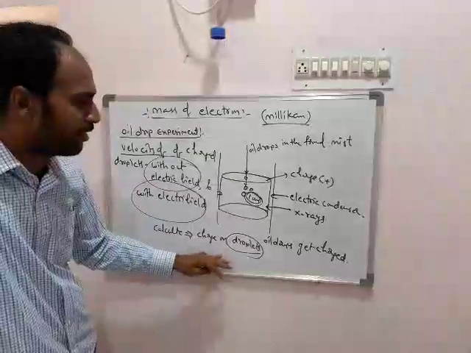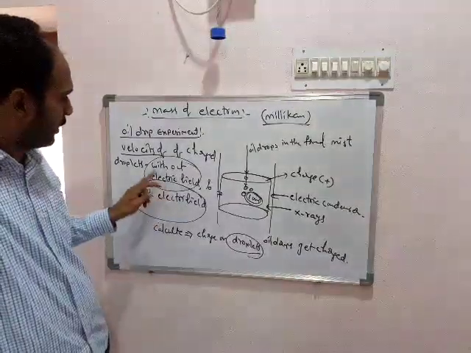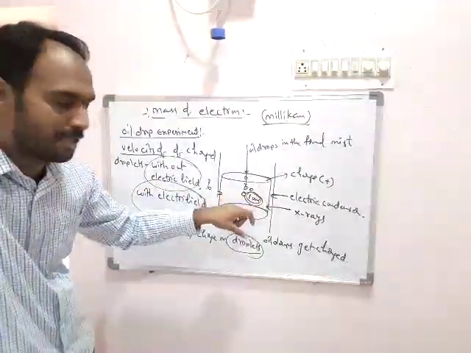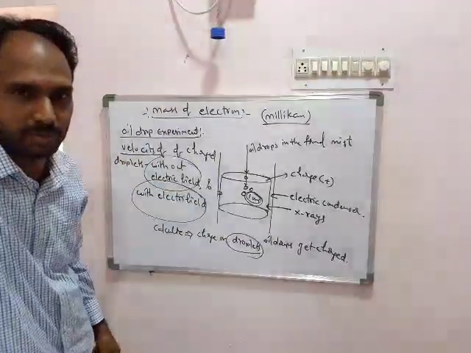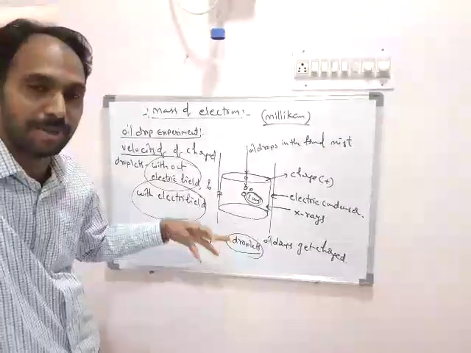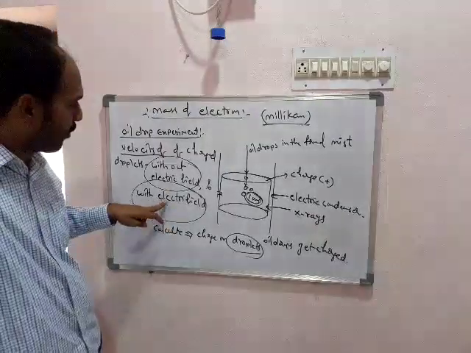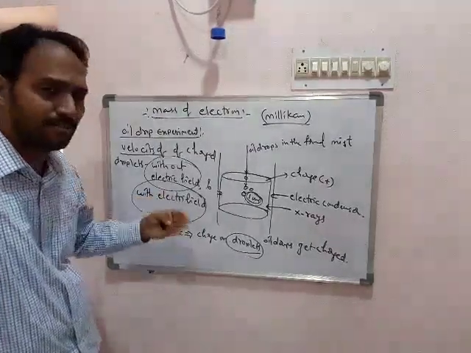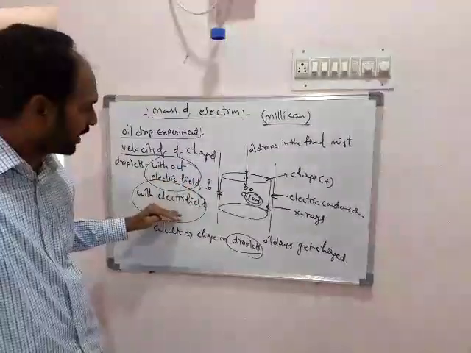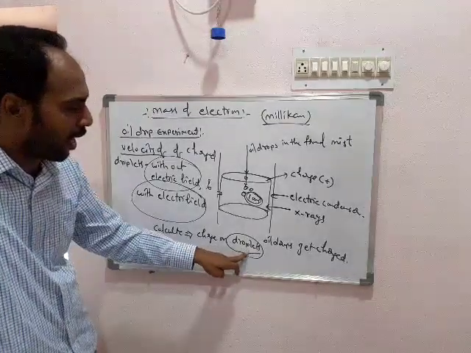He did this experiment many times. What is the need to do it many times? The velocity depends on the electric field. Based on the electric field we apply, the velocity depends. That's why he repeated the same experiment many times by changing the electric field, starting with a low electric field and then increasing it, and at different electric fields he was able to calculate the charge on the oil droplets.